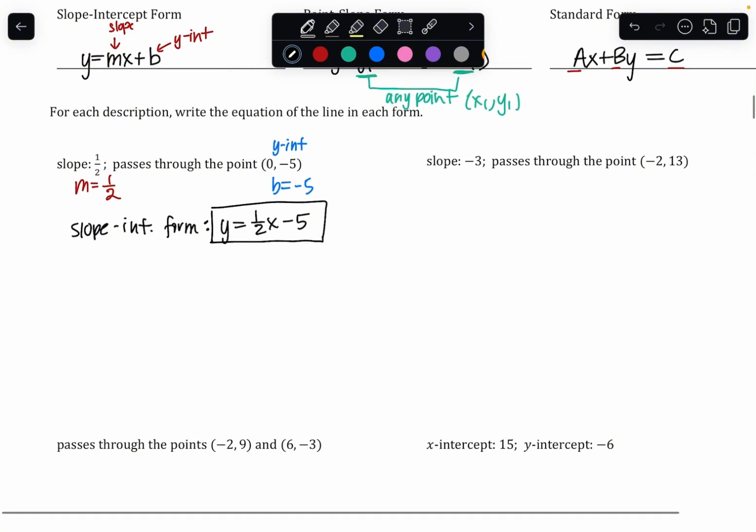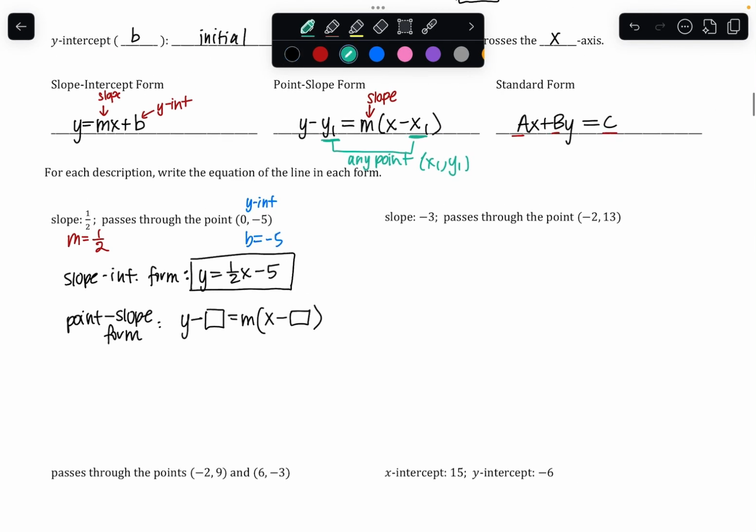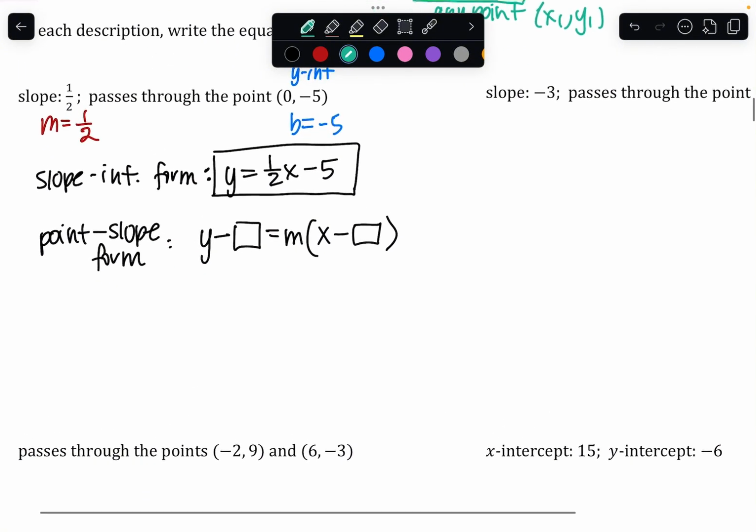Okay, if instead we are using point slope form, I always set it up as y minus the y coordinate equals m parentheses x minus the x coordinate. That's how we set it up in Algebra 1. You are filling in the y with the y coordinate and the x with the x coordinate. And so I leave blanks for that. Okay, and so we know m already is 1/2. And the point we're given, x1, y1, the x is 0 and the y is negative 5.